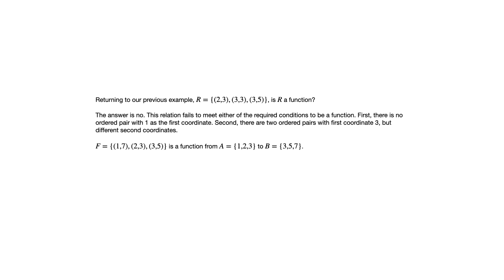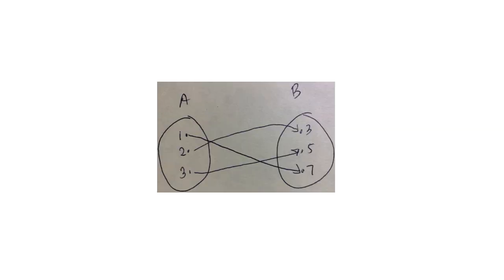So let's talk about a different relation that we're going to call F. It's the same sets A and B. This relation, or in fact function, because it does meet those conditions, consists of the ordered pairs (1, 7), (2, 3), and (3, 5). That's just the way we're defining F here. We're not giving a rule, we're just saying, here are the elements of it. That's a perfectly fine way to define a relation or a function. Let's look at its arrow diagram.